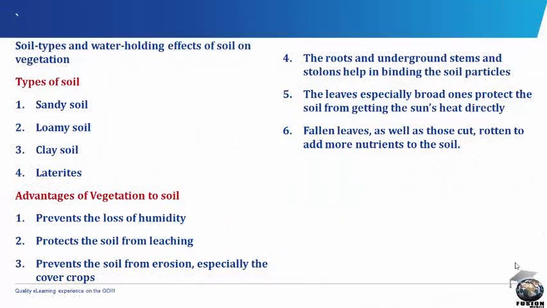Soil types and water holding effects of soil on vegetation. The soil gives plants support, in addition to harboring animals, supply of mineral salts, and the production of vegetation. Types of soil are as follows: 1. Sandy soil. 2. Loamy soil. 3. Clay soil. 4. Laterites.